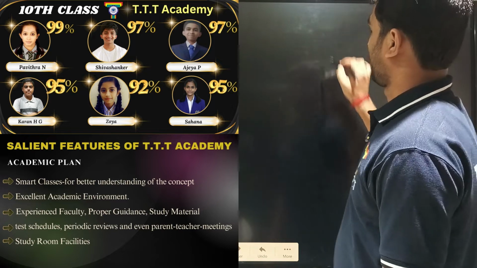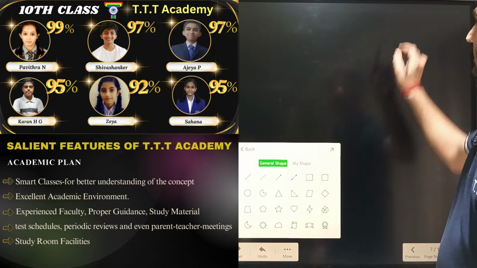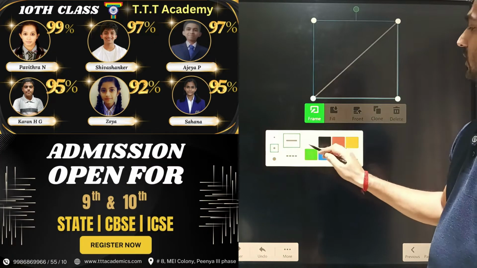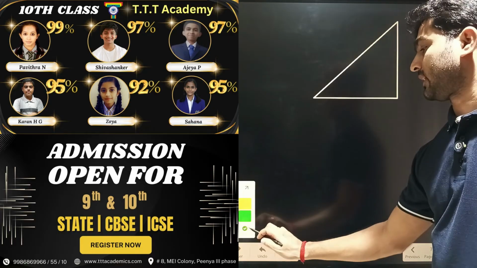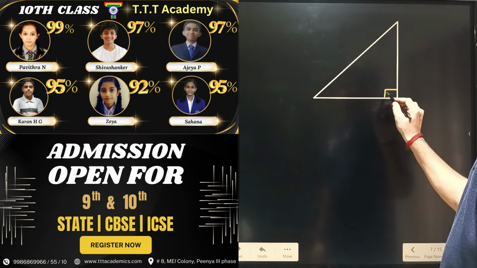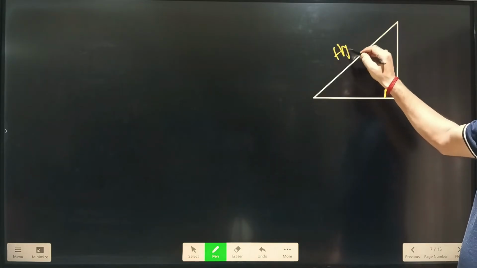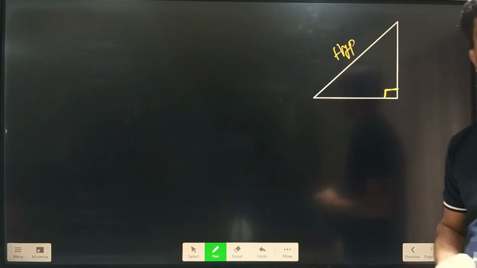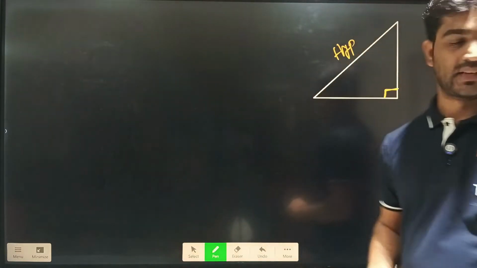We know that trigonometry is studied using the right angle triangle. In a right angle triangle, one of the angles should be 90 degrees. The side opposite to the right angle is called the hypotenuse, also known as the slant side.